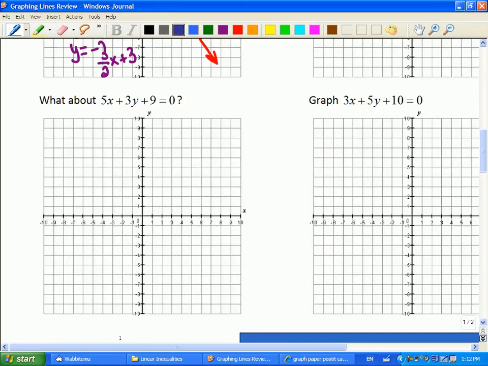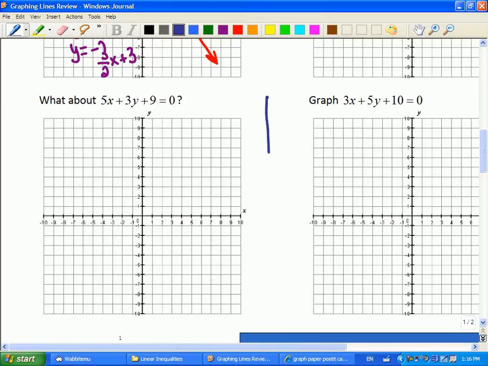All right. So I want you guys to talk this one out with your partner, see if you can graph it. Any method you choose, anything we've talked about so far. What do you think about this equation? Can you do it? All right, let's see what happens.